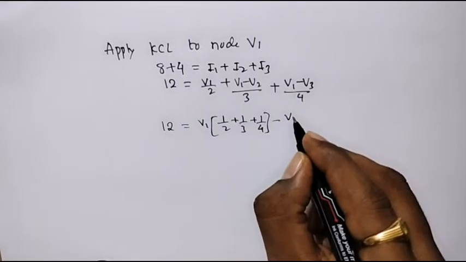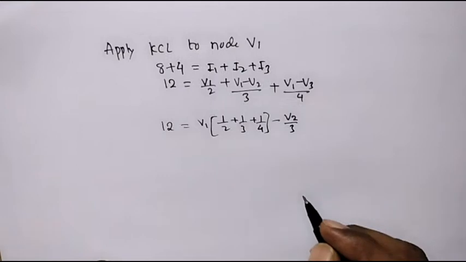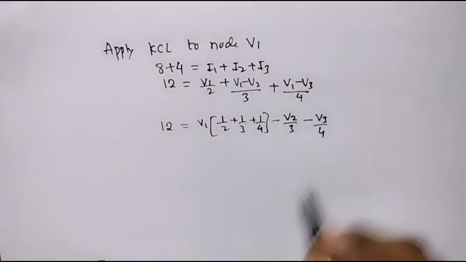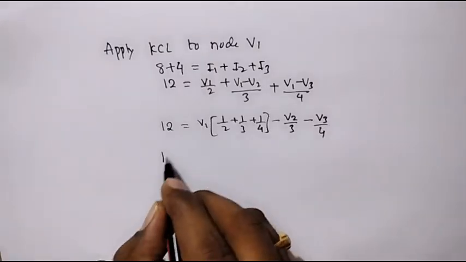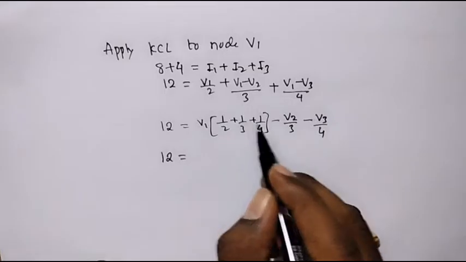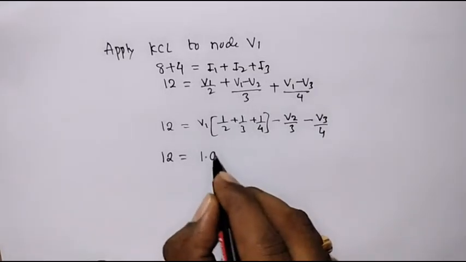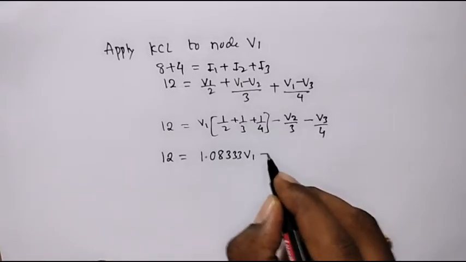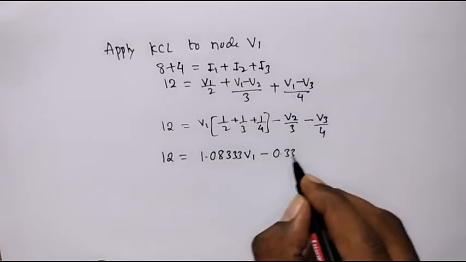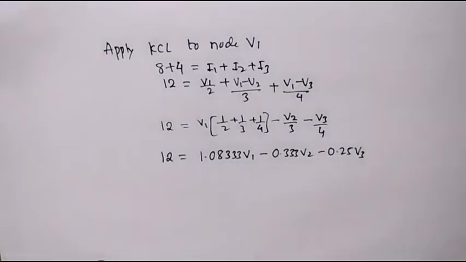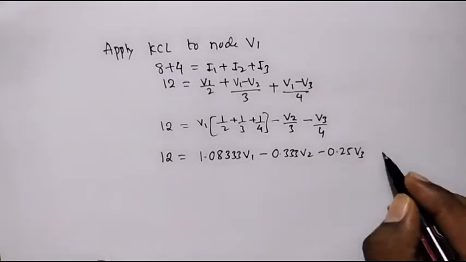Similarly, minus V2 by 3 minus V3 by 4. Simplifying further, 12 is equal to 1 by 2 plus 1 by 3 plus 1 by 4, which gives 1.08333 V1 minus 0.333 V2 minus 0.25 V3. We'll call it equation number 3.